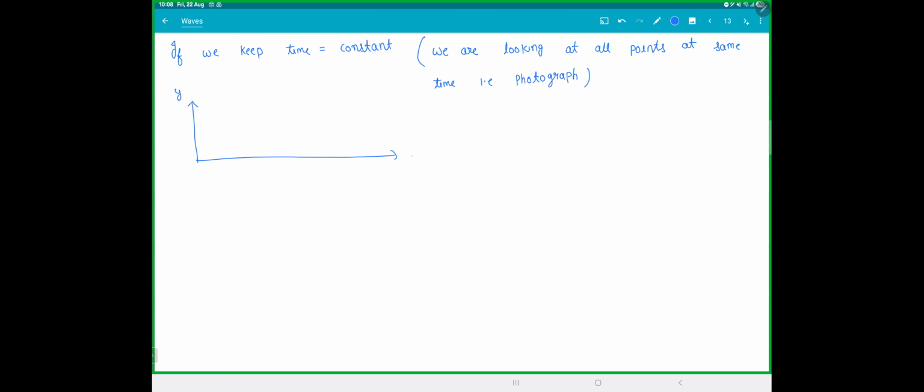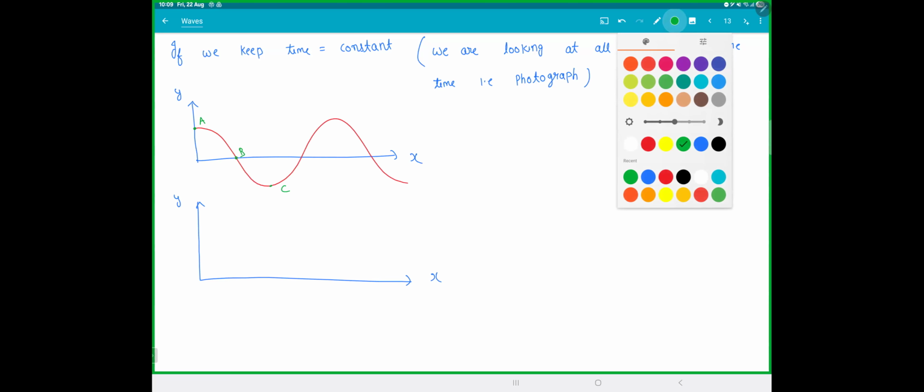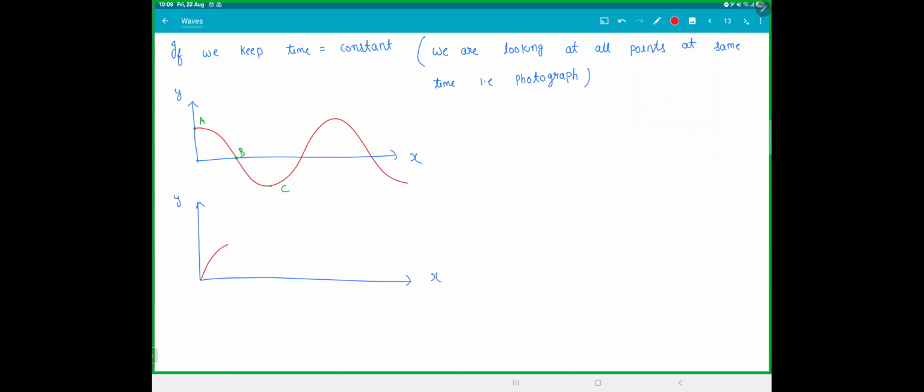So if someone tells this is a yx graph of a wave, and let's say this is A, this is B, this is C. That means after some time, A has come here, B has gone up, C has gone again here. So if this is the position at t is equal to 0, this is the position at t is equal to t by 4.